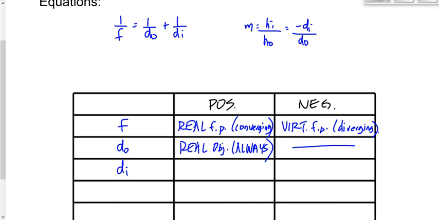DI is positive if you got a real image. And you got a real image in exactly the same situations as you had a real image for a converging or diverging lens. It's going to be negative if you have a virtual image. Same deal. The image is going to be virtual always if it's a diverging lens or a diverging mirror. And sometimes it's going to be negative or virtual if you have a converging lens or mirror. You got to look at each individual case there.